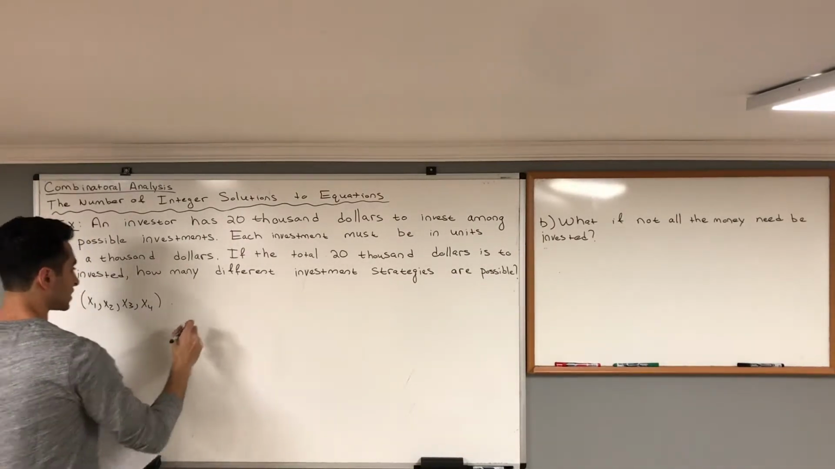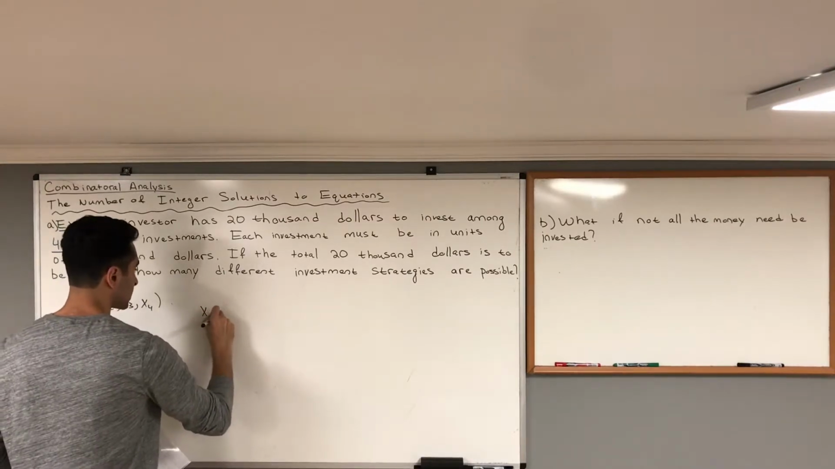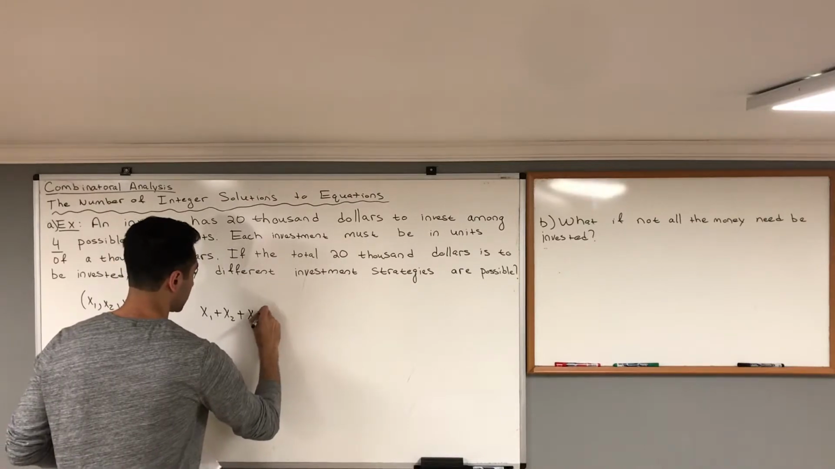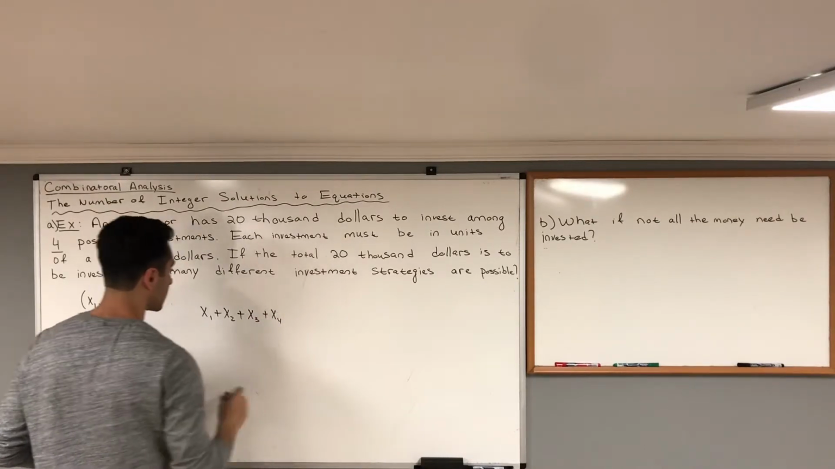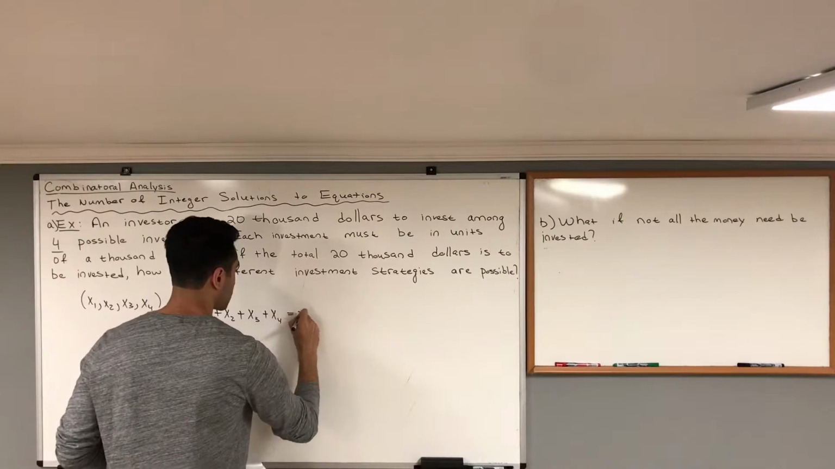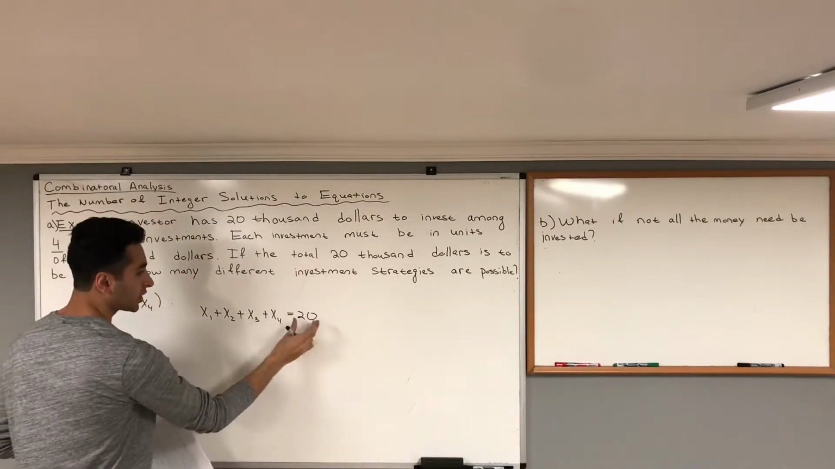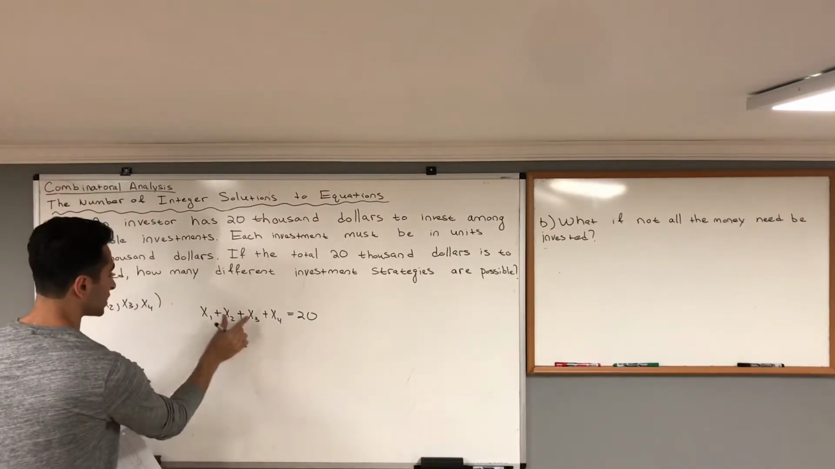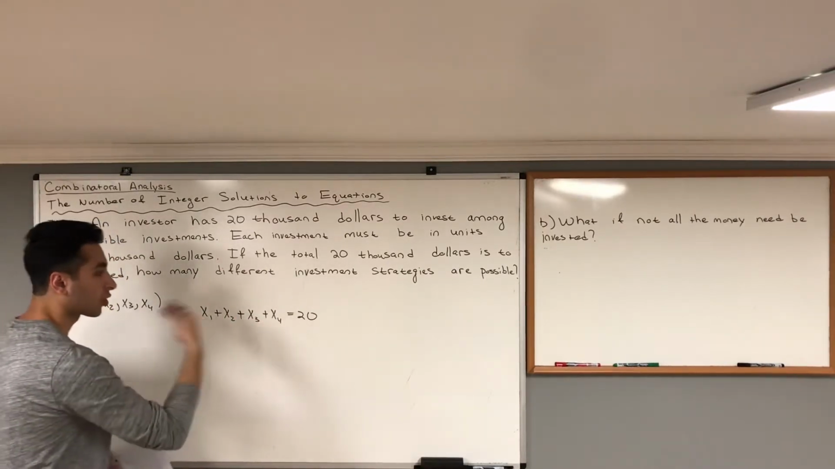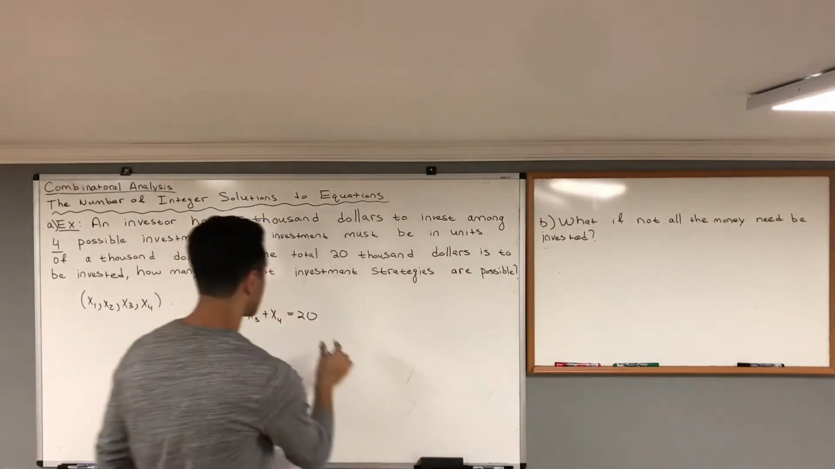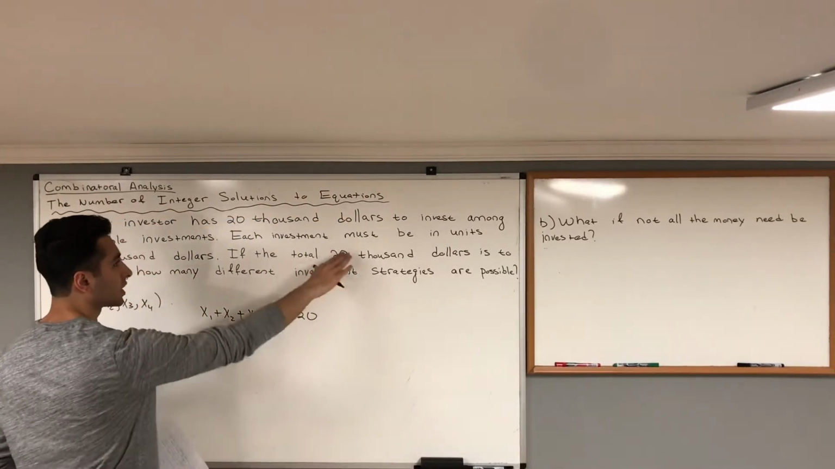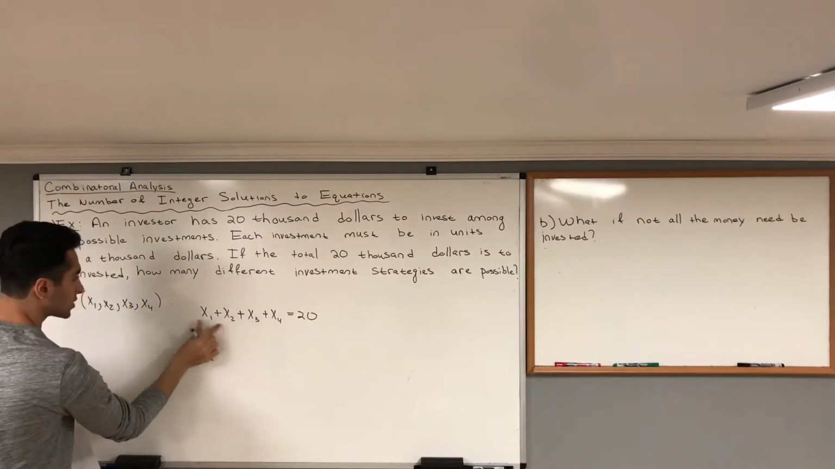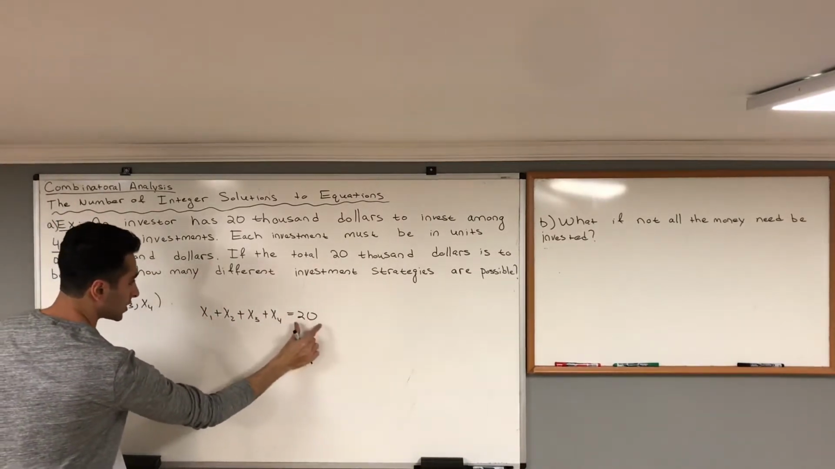And what we want from this is the sum of the amount in each investment to equal $20,000, because he has to use all of the 20,000. Notice how I'm writing 20 and not 20,000, because each investment is in units of $1,000, so it will work itself out towards the end. So you write 20 instead of 20,000 because each investment must be in units of $1,000.